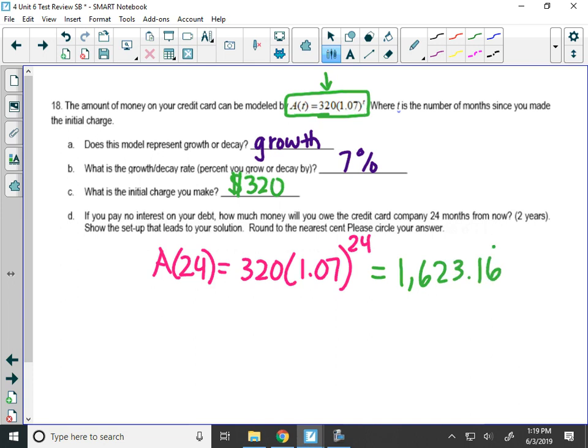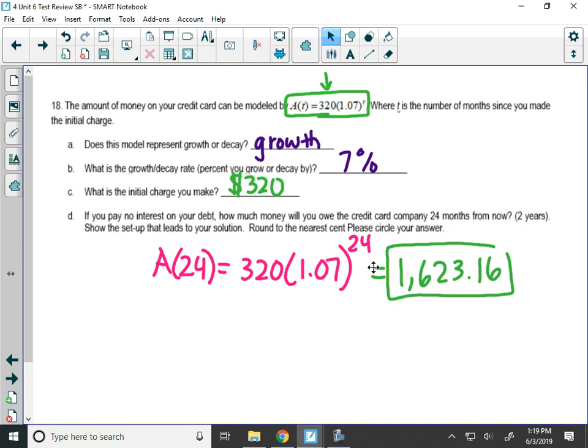So, moral of the story, pay your credit card bills off that same month. Otherwise, I know it's going to take 2 years to get to that amount, but a $300 bill turned into $1,600, which is a lot more money.